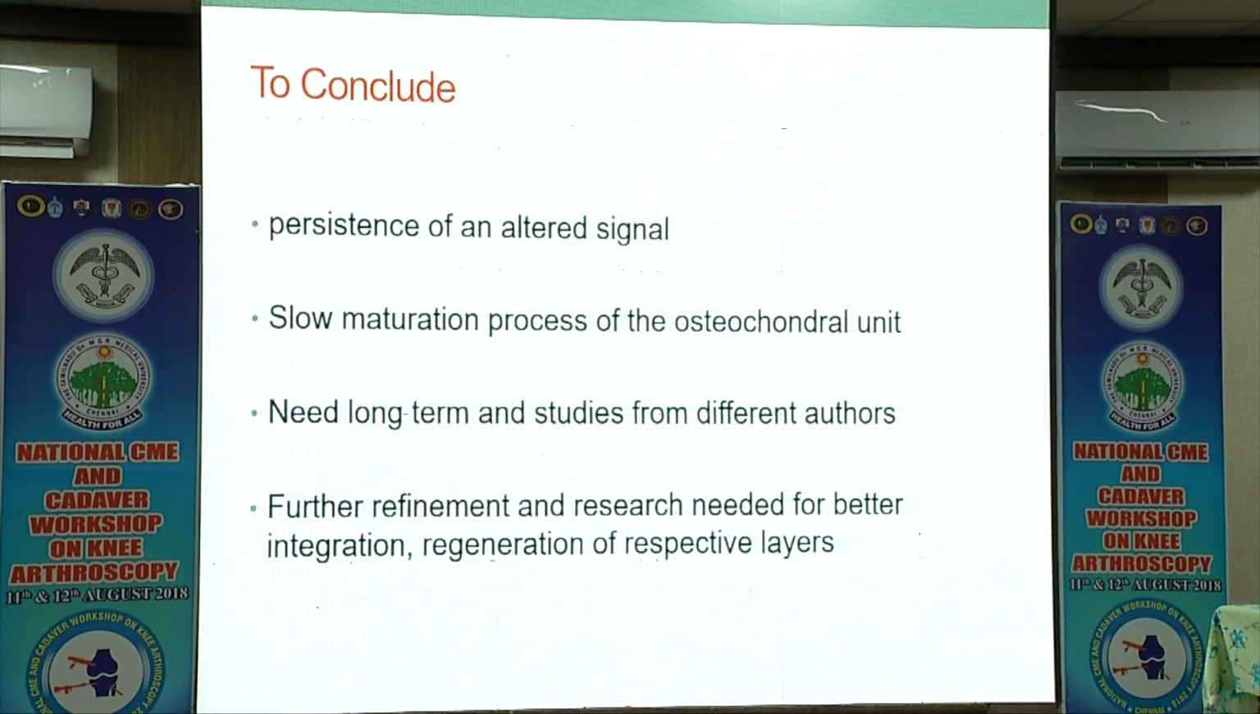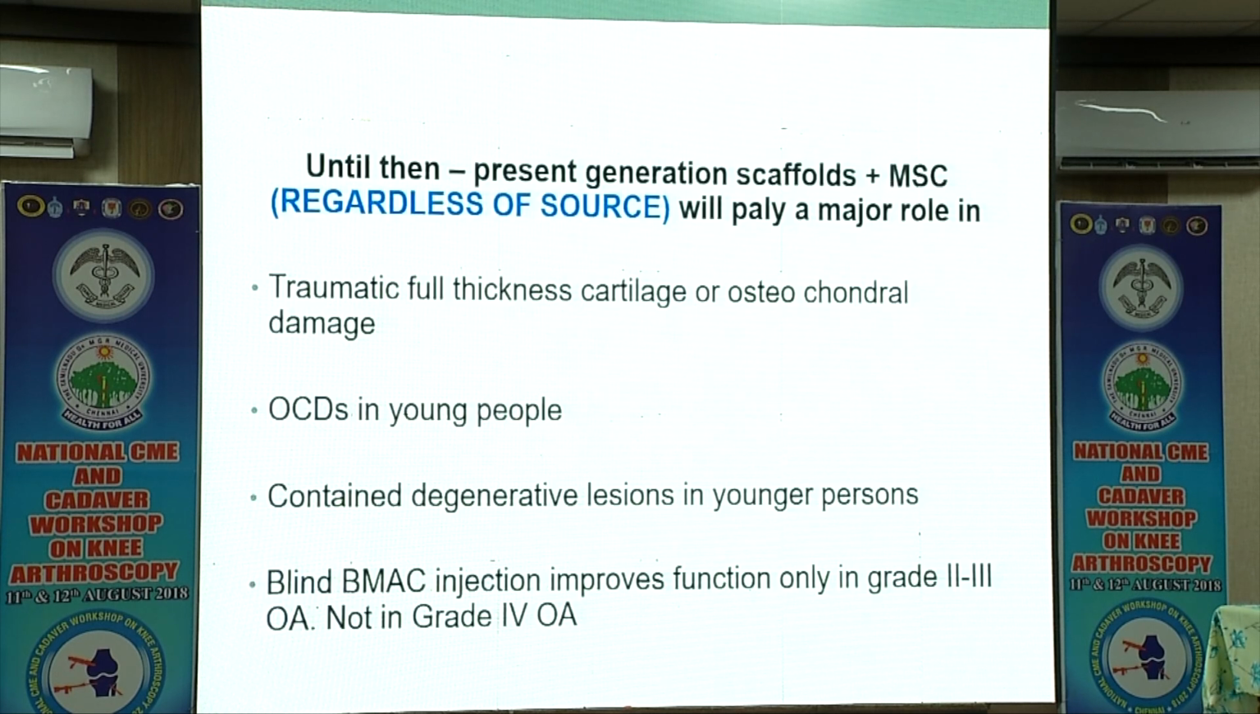So far the papers are only from Europe, not from the Asian countries. So until we get regional papers supporting the BMAC, it should still be used very conservatively. And until then, regardless of the source, whether it's mesenchymal stem cells from bone marrow, fat or synovial tissue, the scaffold with the MSCs plays a major role in traumatic full thickness tears, OCDs in young people, and contained degenerative lesions in younger persons, and only in grade 2 to grade 3 osteoarthritic patients.